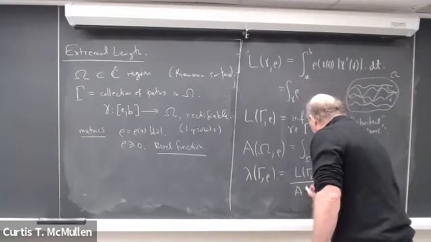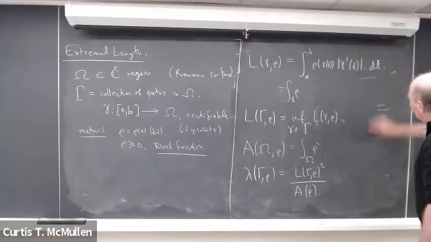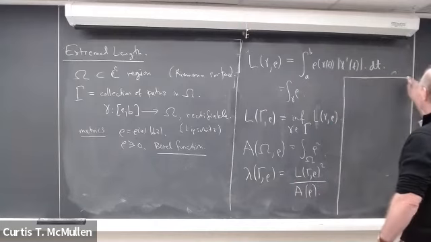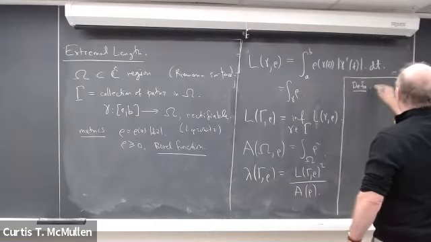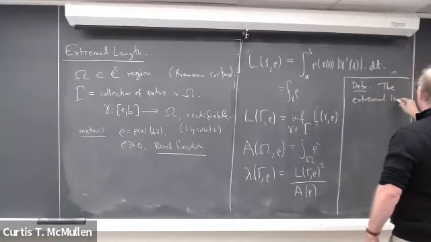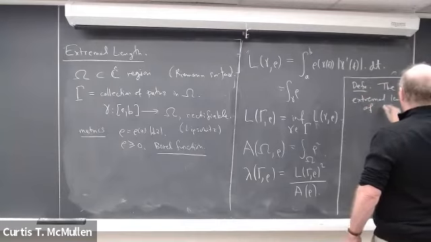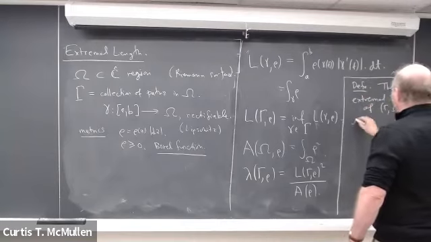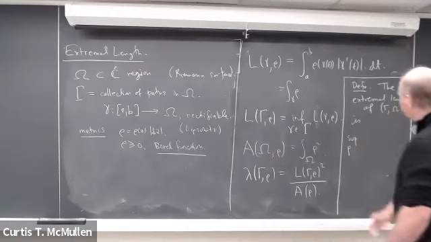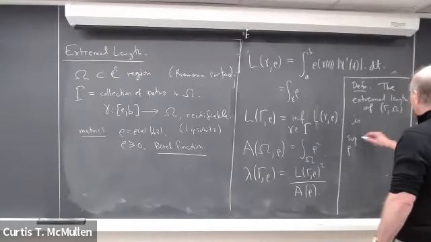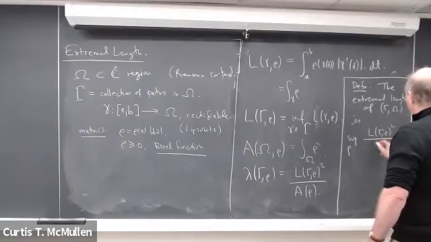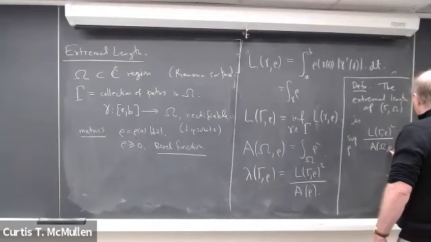And then finally, we want to get rid of the metric rho. And so here's the definition of extremal length. The extremal length of gamma in omega is the supremum over all possible choices of metric rho of this quantity: the length of gamma with respect to rho, squared, divided by the area of omega with respect to rho.